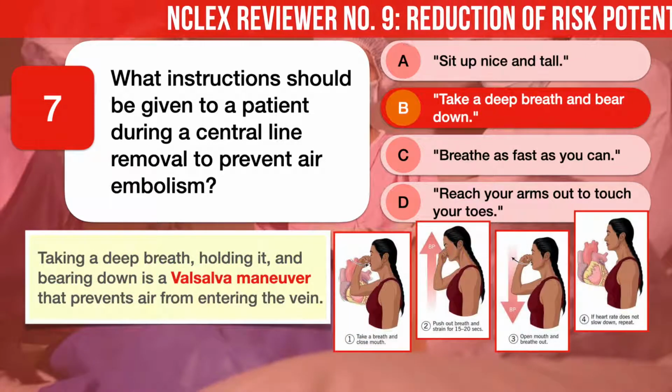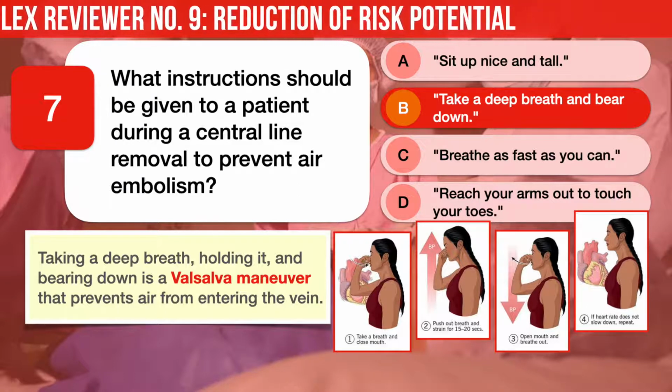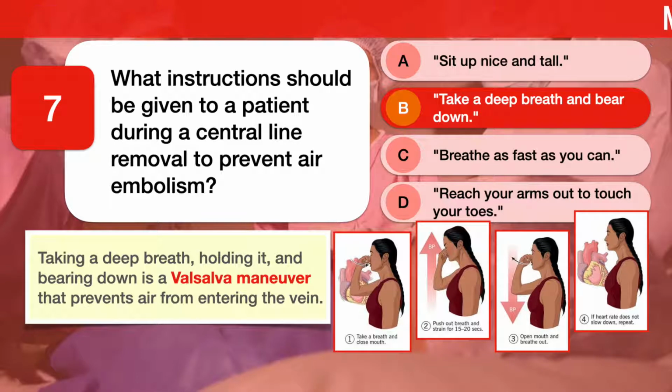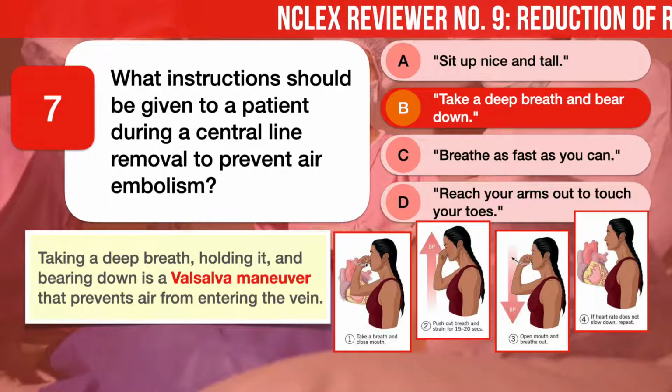The correct answer is B. Take a deep breath and bear down. Air embolism is the entry of a bolus of air into the vascular system. It is life-threatening when it creates a block of blood through the pulmonic valve. Taking a deep breath, holding it, and bearing down is a Valsalva maneuver that prevents air from entering the vein.